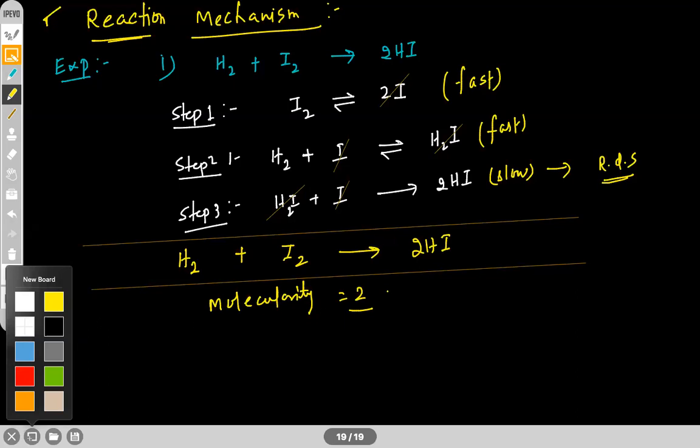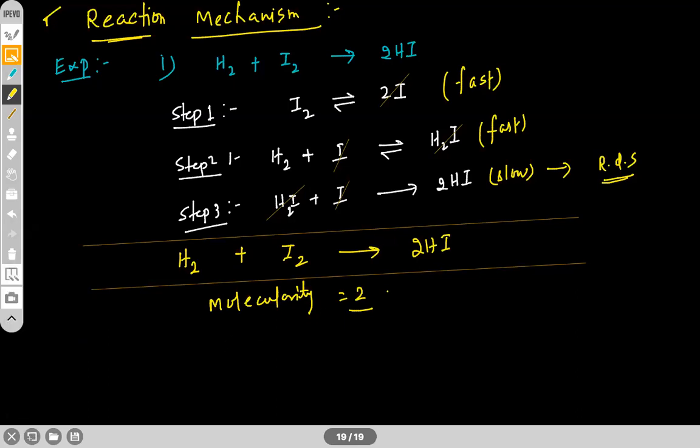Now, one more thing I would like to add: if you write down the rate expression, the rate law, that will be K into the concentration of the species involved in the slowest step, that is the rate determining step. So that would be K into H2I and I, because H2I and I are the reactant species involved in the rate determining step.